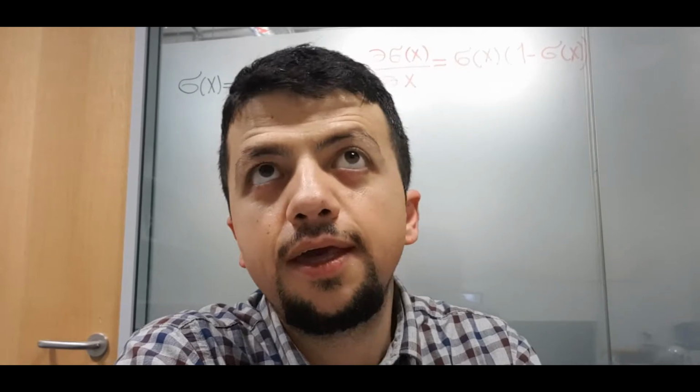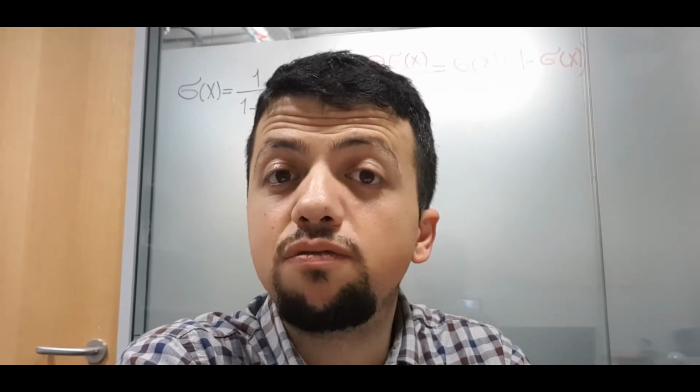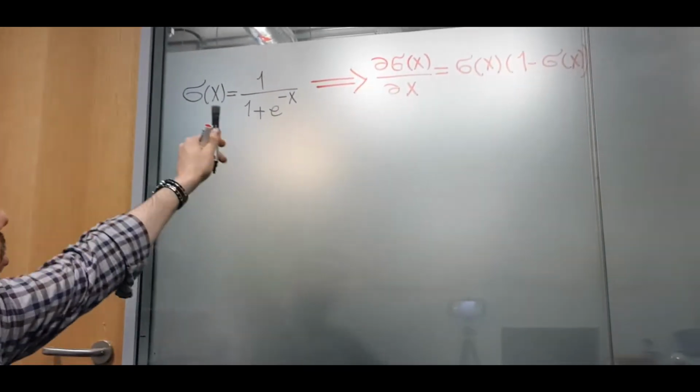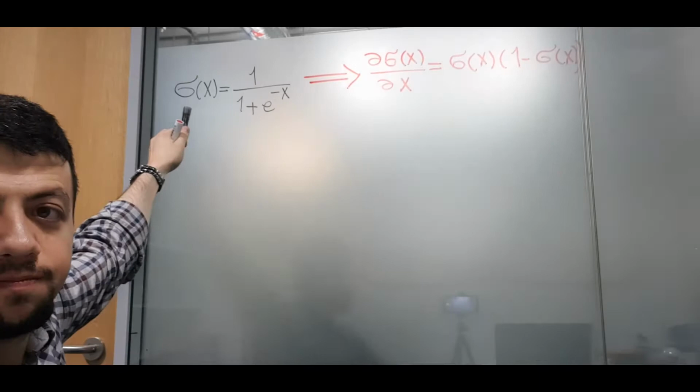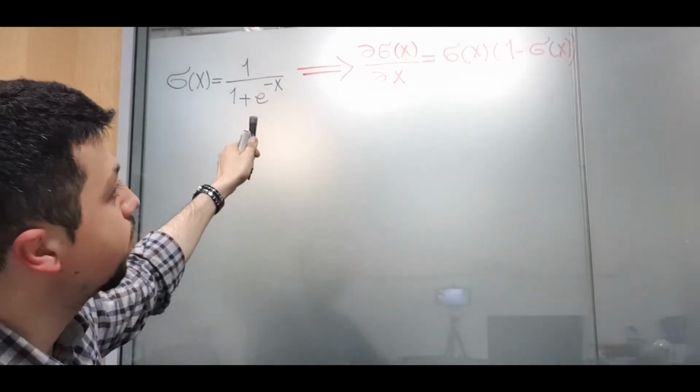This is the first video of deriving mathematical equations and relationships in machine learning. For the first video of this series, I've decided to derive the partial derivative of the sigmoid function with respect to its input. This is our sigmoid function, that's how we show it: sigmoid of x equals 1 over 1 plus e to the power minus x.